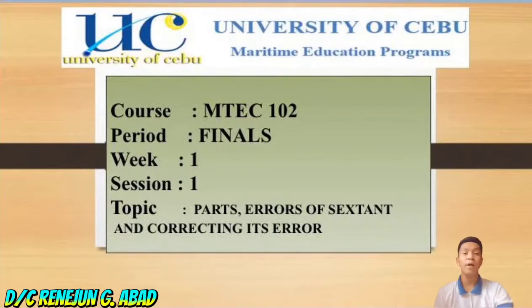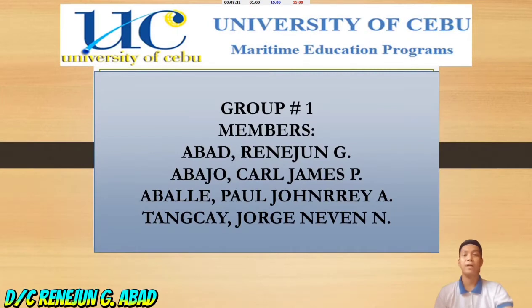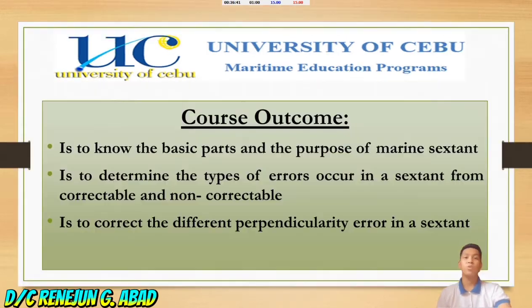We are Group 1 and the members are, namely, yours truly, Cadet Religion G. Abad, together with my colleagues, Cadet Abajo Carl James, Cadet Awali Paul Jandri, and lastly, Cadet Tangkay George Neven. For the course outcome, first is to know the basic parts and the purpose of the marine sextant. Second is to determine the types of errors occurring in a sextant, from correctable and non-correctable errors. And lastly is to correct the different perpendicularity errors in the sextant.